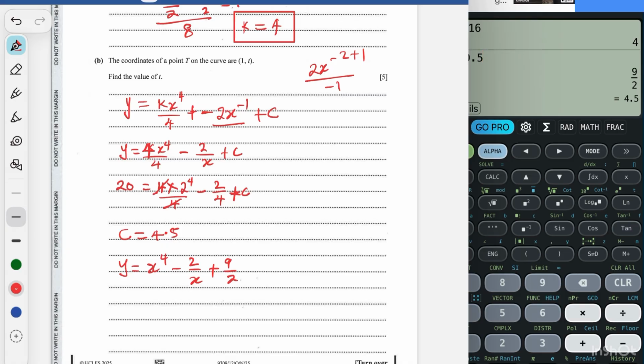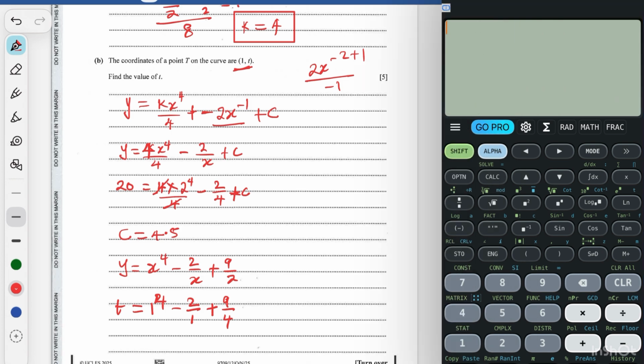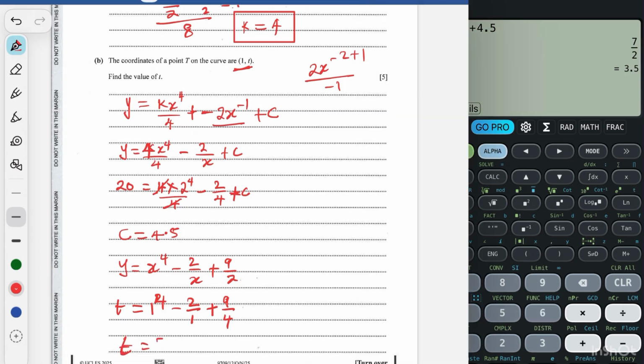So now they told me x is 1. So I'm using this now. So t will be equal to 1 to the power of 4 minus 2 over 1 plus 9 over 4. So I'll just do 1 minus 2 plus 4.5. So my t is equal to 3.5.